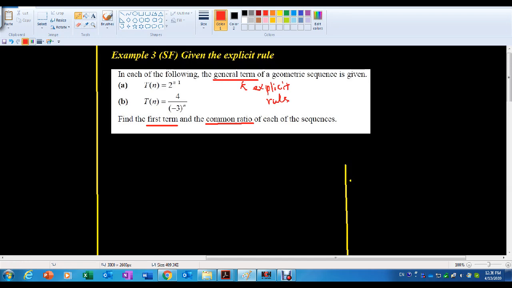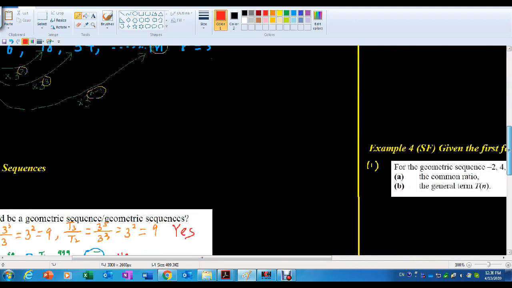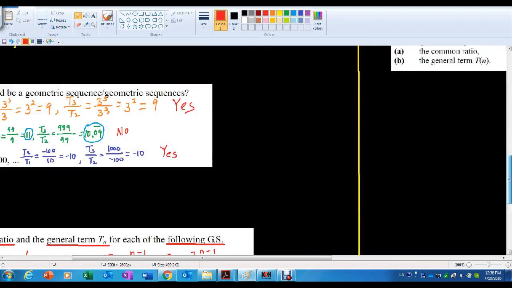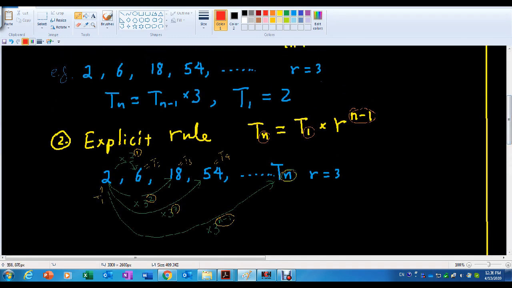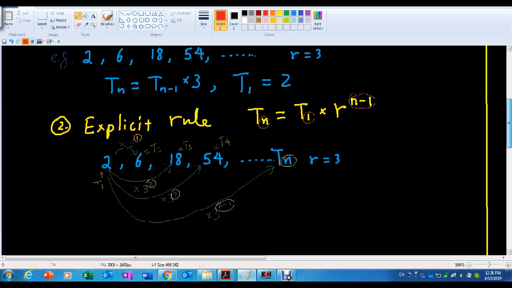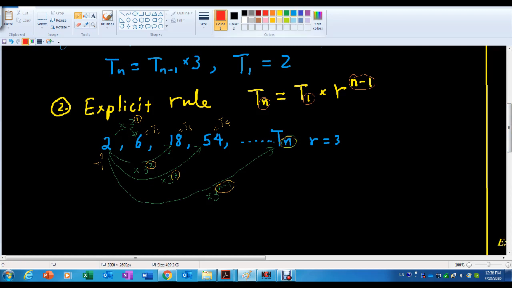Okay, so why does the explicit rule look like this? You need to go back to see. If we go back to here, right? Okay, so that's the explicit rule. All explicit rules can actually be simplified into a form that looks like an exponential function. For example, if you use this one as an example, then Tn will actually equal 2 times 3 to the power n minus 1, right? So that's the explicit rule.